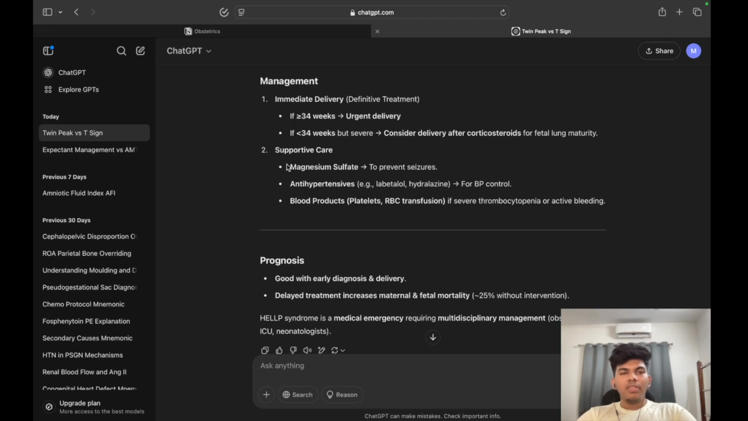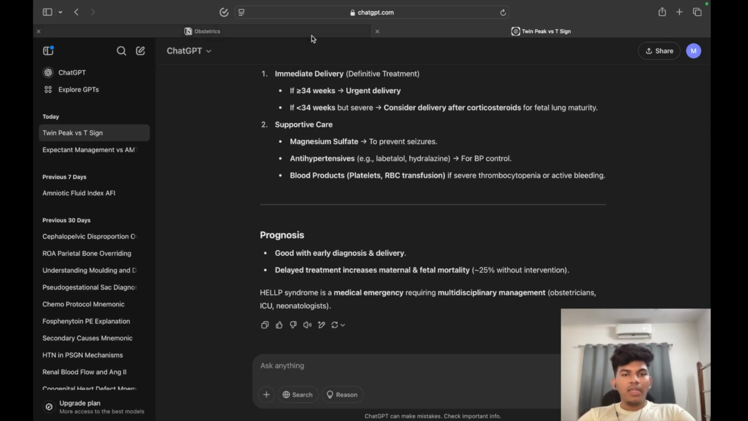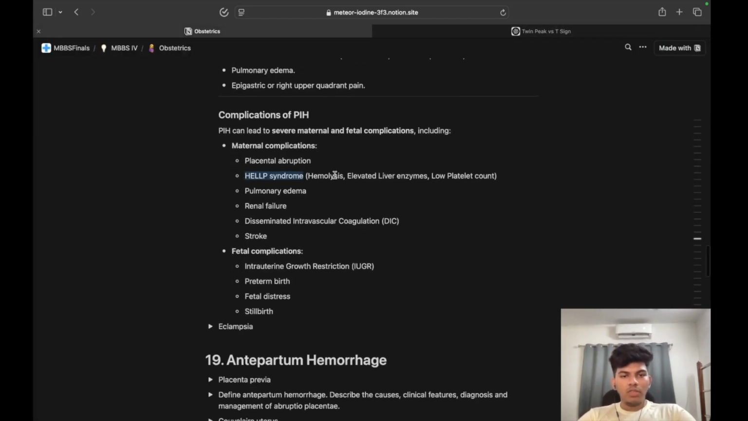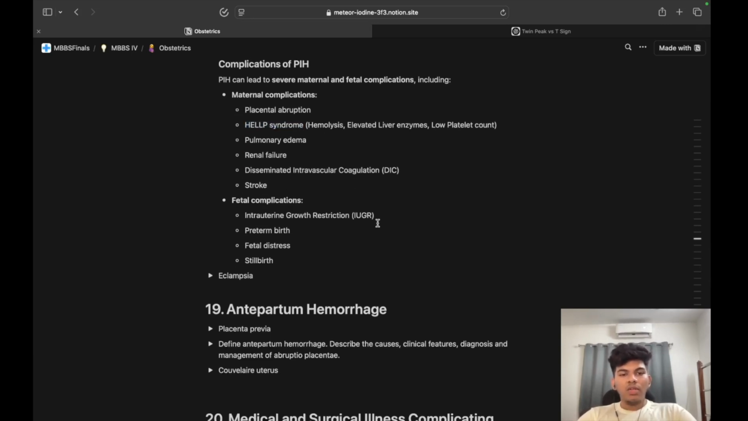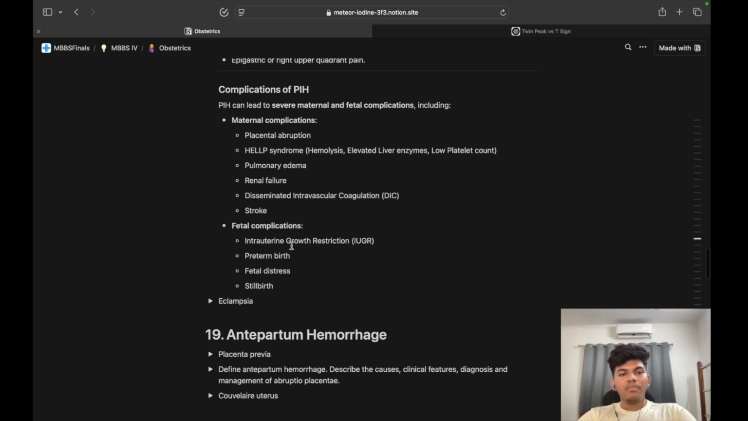Antihypertensives, I think we have seen this in preeclampsia too. Antihypertensives and blood products could also be given. So, we have looked at HELLP syndrome. This was a small section, so we went over there just to take a look. Next, coming to fetal complications: intrauterine growth restriction, preterm birth, fetal distress and stillbirth.